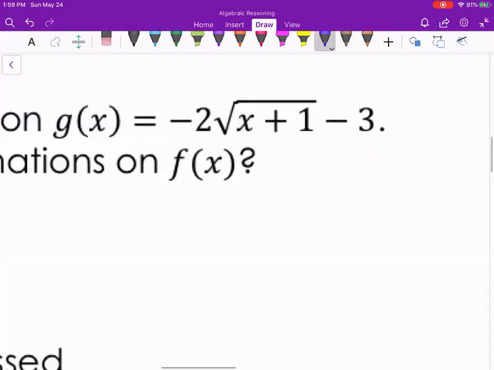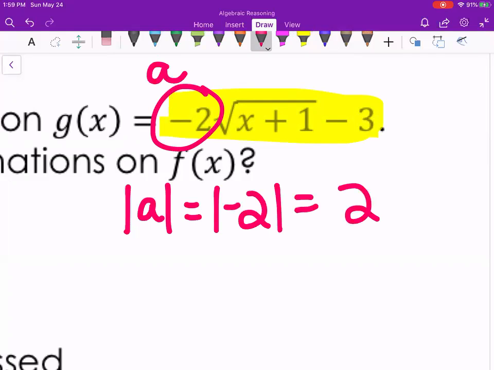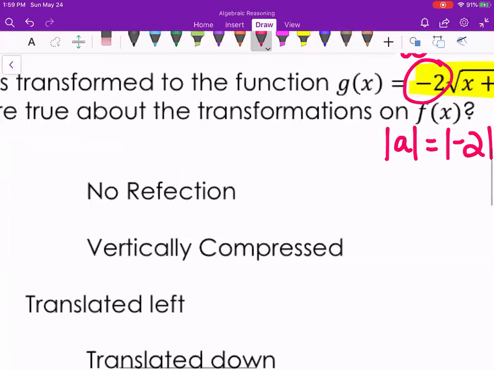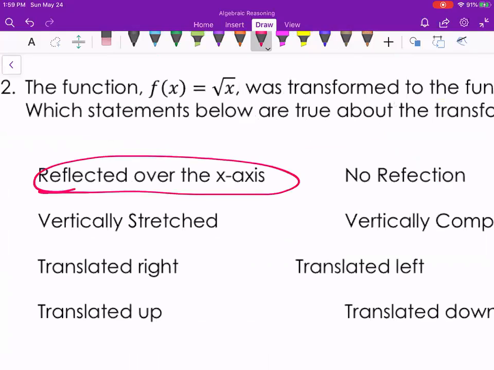All right, let's look at our next one here. Again, here's our whole entire equation, -2 times the square root of x plus 1 minus 3. So this time my a value is a -2, and I want the absolute value of this. So the absolute value of -2 is a +2. First off, because a is negative, we have a reflection. That negative, that's all it tells me. Reflected over.